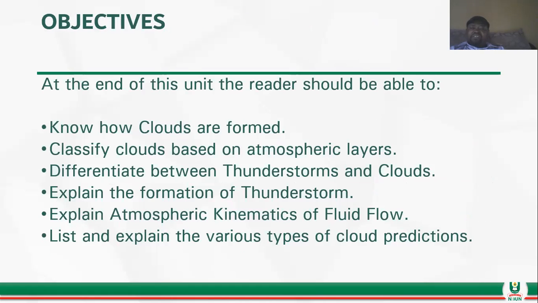Now, the objective of this unit: at the end of this unit, you should be able to, 1, know how clouds are formed; 2, classify clouds based on atmospheric layers; 3, differentiate between thunderstorms and clouds; 4, explain the formation of thunderstorms; 5, explain atmospheric kinematics of fluid flow; 6, list and explain the various types of cloud predictions. We are expected to know this at the end of this unit.